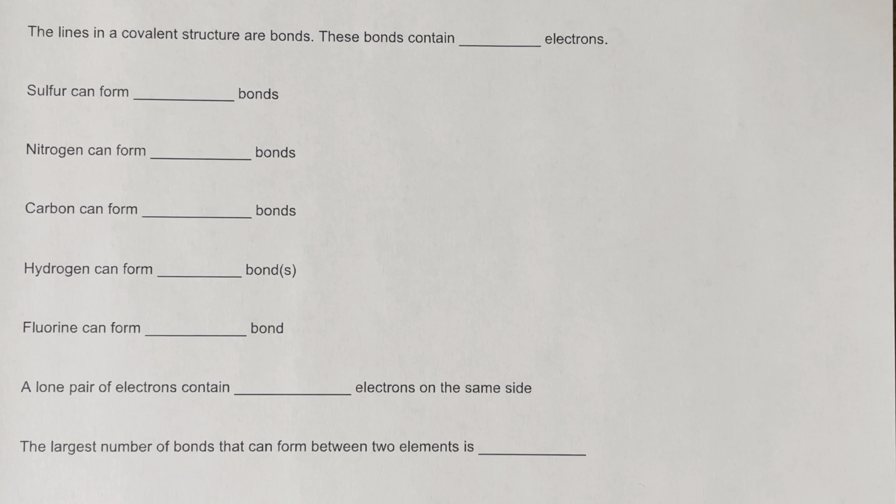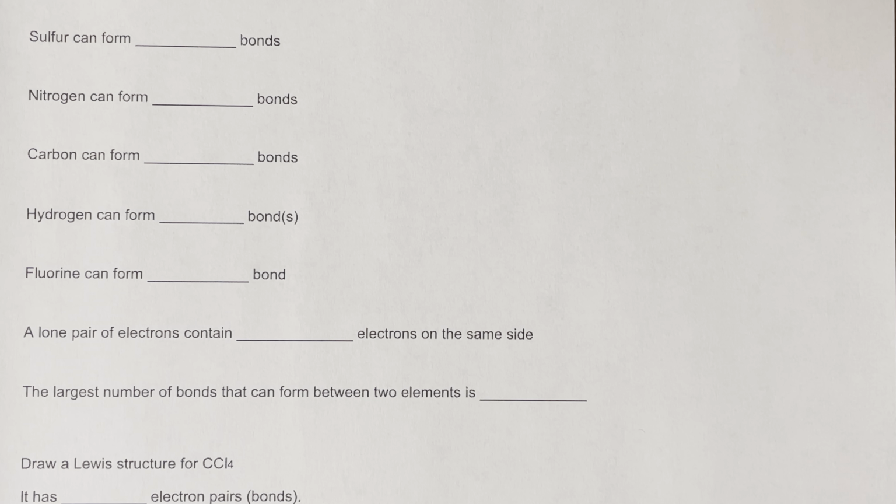Sulfur can form how many bonds? This is going to be dependent on how many empty, lonely electrons sulfur has. Sulfur is in column 6. So if I was to draw the Lewis structure for sulfur, it would look like this. I have 2 lonely electrons, so I can form 2 bonds.